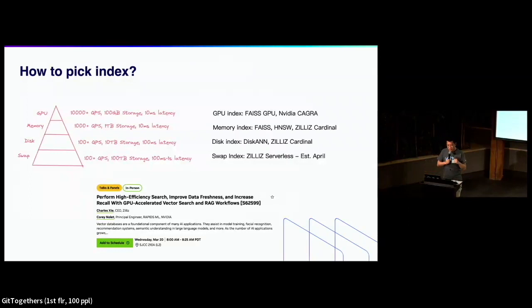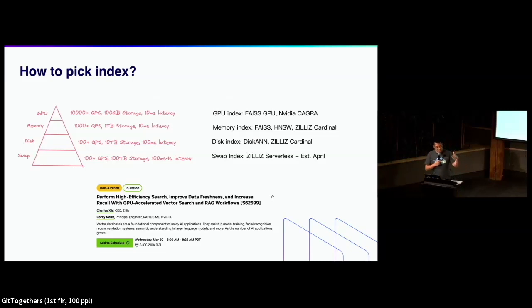And the last very important thing is how you are going to pick your index. We actually offer a very flexible index selection policy. On the top, we have GPU index. We actually have one session at GTC tomorrow that talks about how we perform high-efficiency search with GPU. It's a collaboration between us and the NVIDIA team. So if you're interested in high-performance use cases, you can take a look at it.